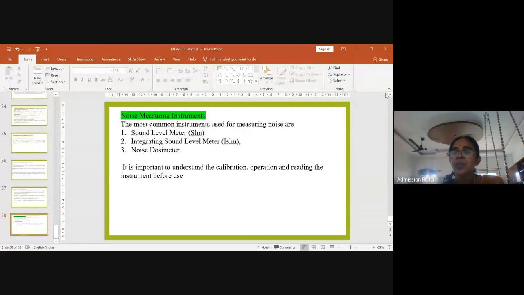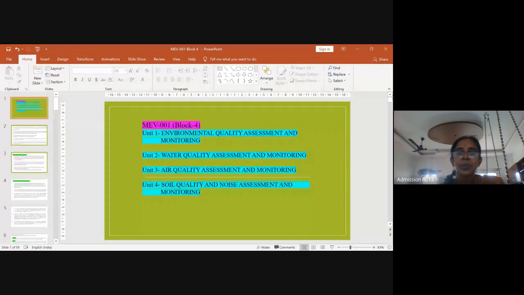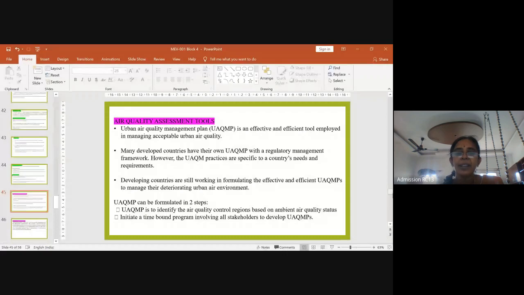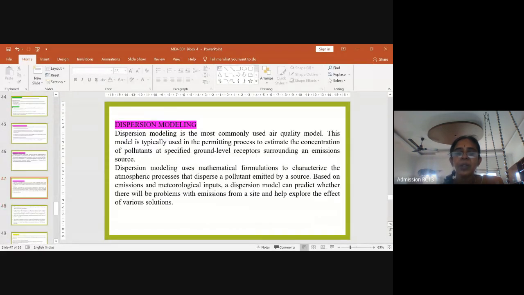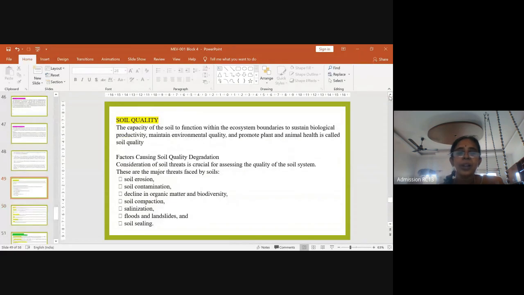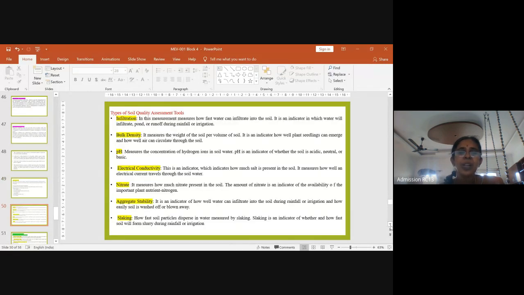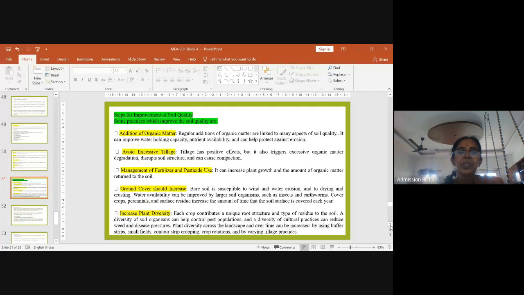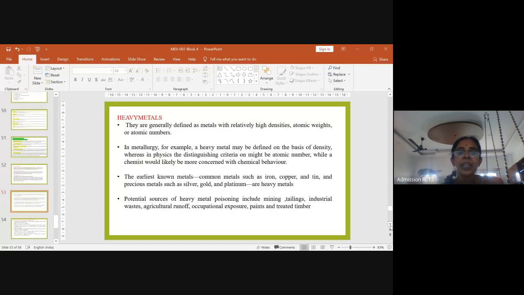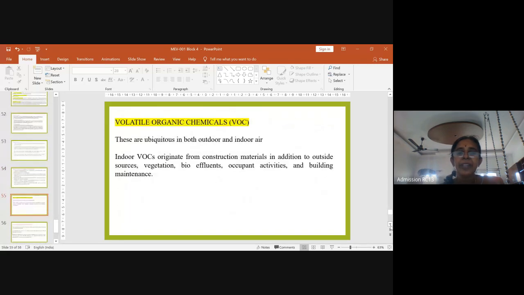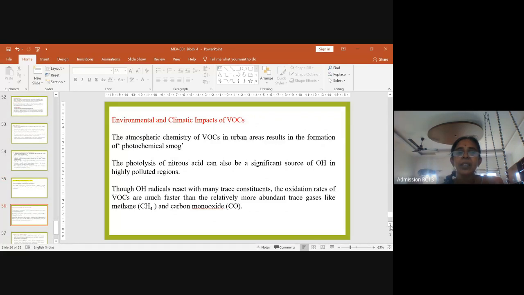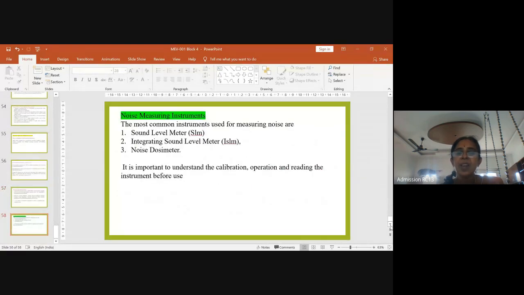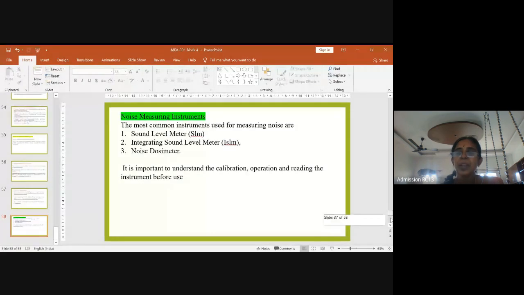So this, the last unit, that is the fourth unit, the soil quality and noise assessment and monitoring, includes, similar to soil and air, you're going to study the soil quality, types of soil quality assessment tools, and some of the practices which improve the soil quality, and the heavy metals, effect of heavy metals, volatile compounds, the impact of volatile compounds, then noise level monitoring and noise measuring instruments.